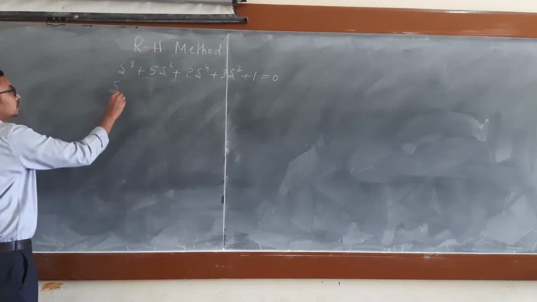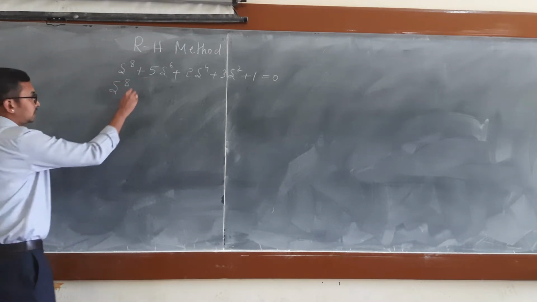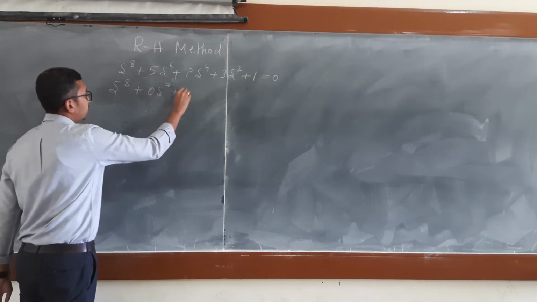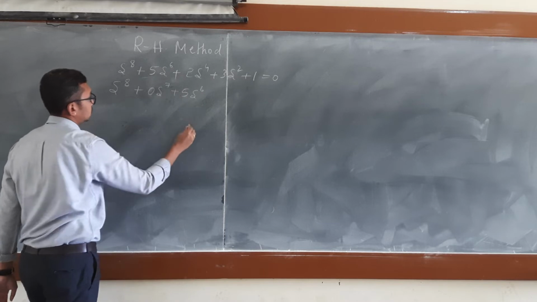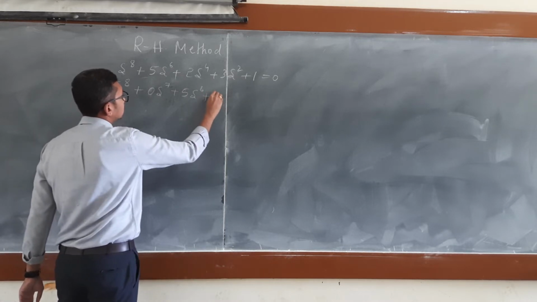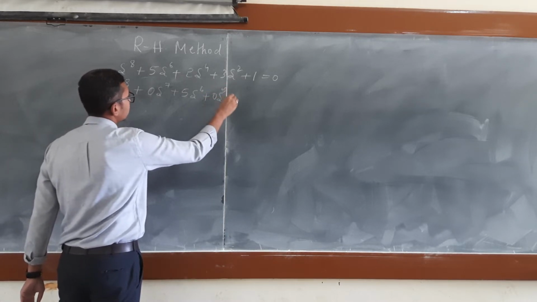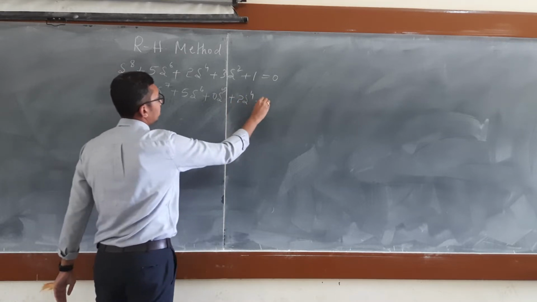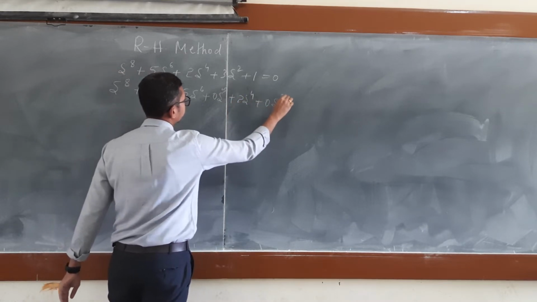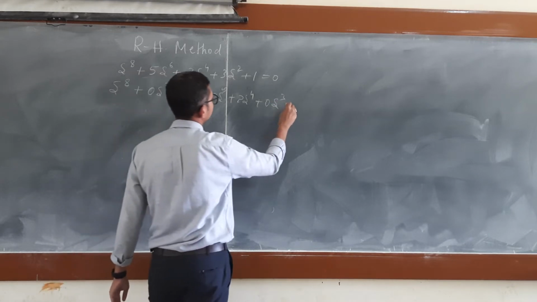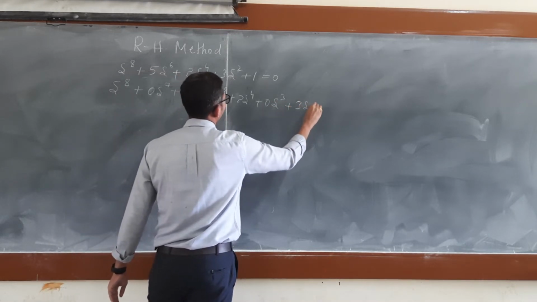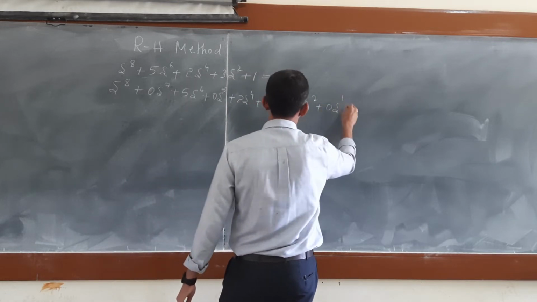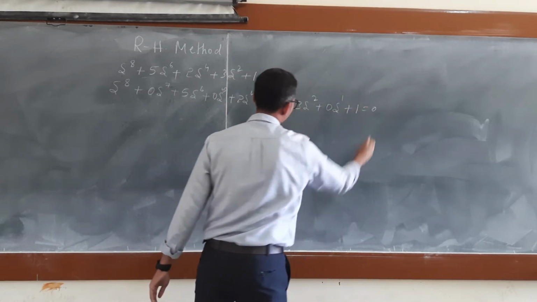So the characteristic equation will be s to the power of 8 plus 0 s to the power of 7 plus 5 s to the power of 6, next 0 s to the power of 5, plus 2 s to the power of 4 plus 0 s to the power of 3 plus 3 s to the power of 2 plus 0 s to the power of 1 plus 1 is equal to 0.